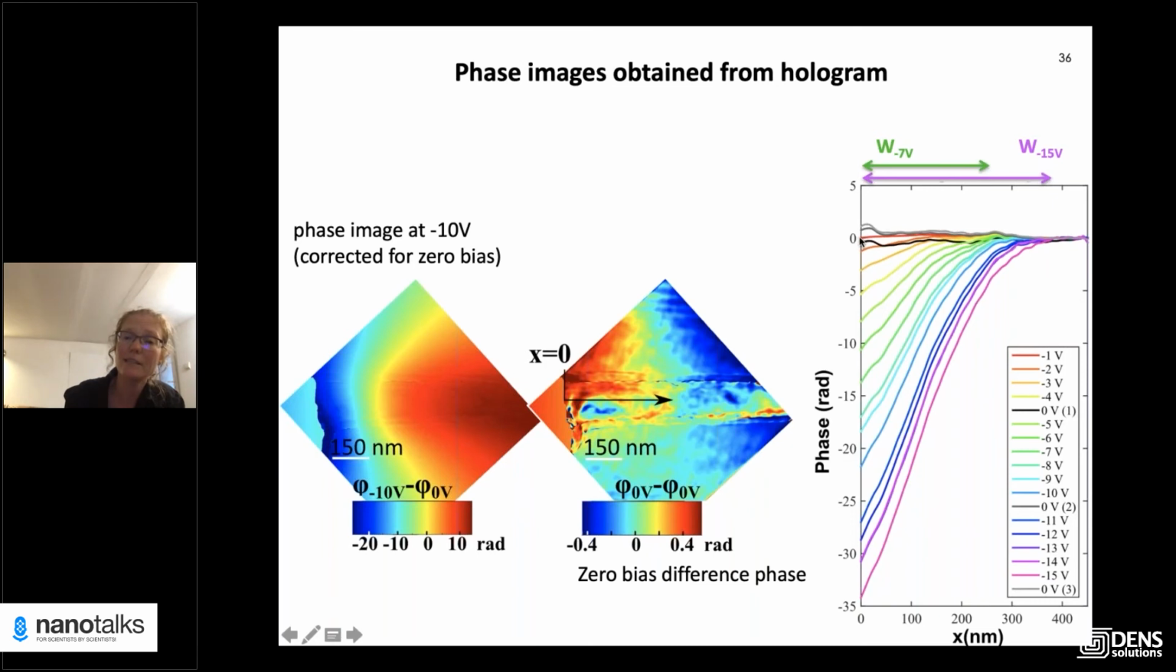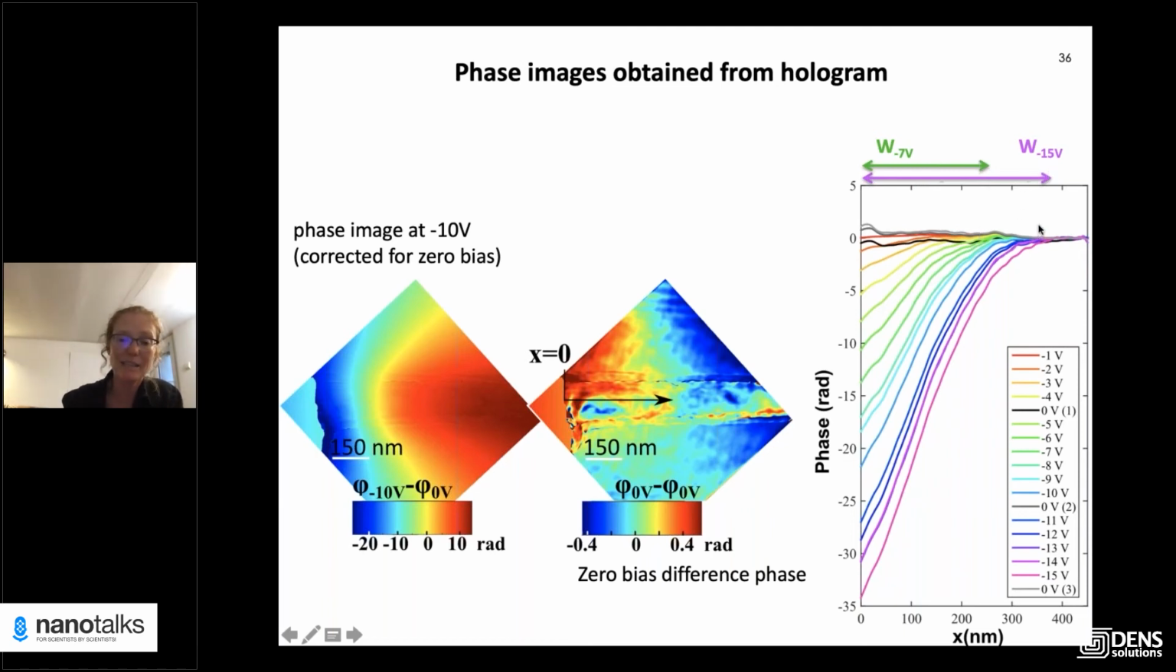So we varied the bias from 0 to -15 volts. And then here I show you phase profiles from the contact going into the nanowire. These are these profiles here. And you can see that for a decreasing bias, the phase is going down more and more and penetrating further and further into the nanowire. So what you see here is in fact the depletion region penetrating further and further into the nanowire. So I think that's really nice. From these profiles, we can then extract the depletion length.